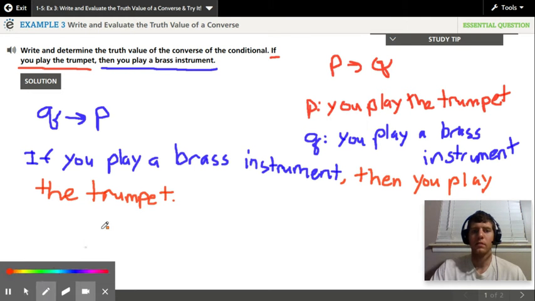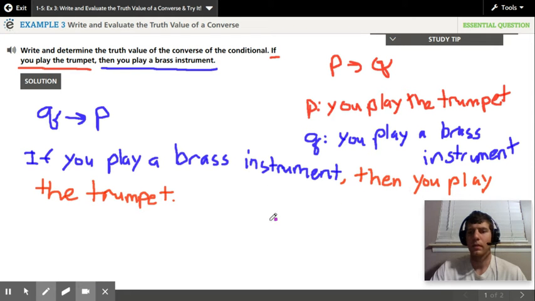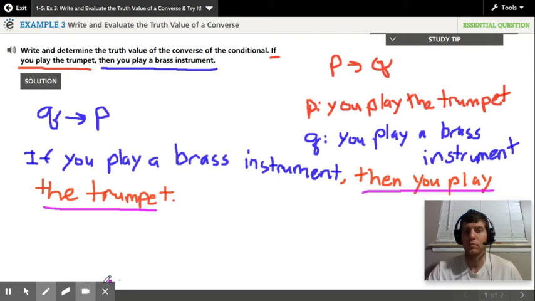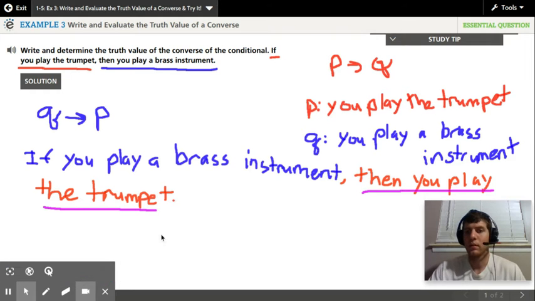In this statement, it's saying if you play a brass instrument, then you play the trumpet. So if we take it to be true that you're playing a brass instrument, then it says you have to be playing the trumpet, and that's not the case. The conclusion is going to be false. Your Q is going to be false because you could play some other type of brass instrument. It doesn't have to be the trumpet.